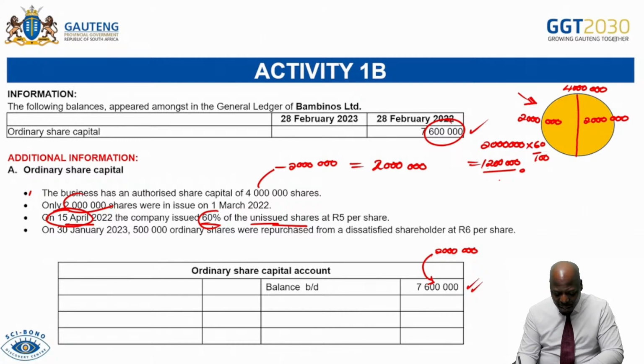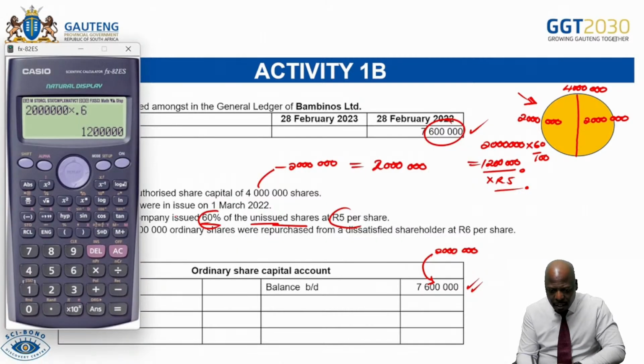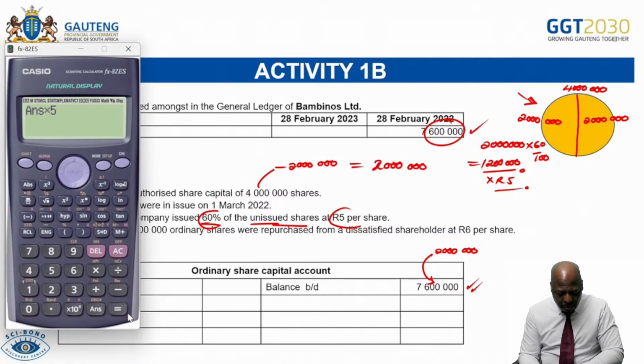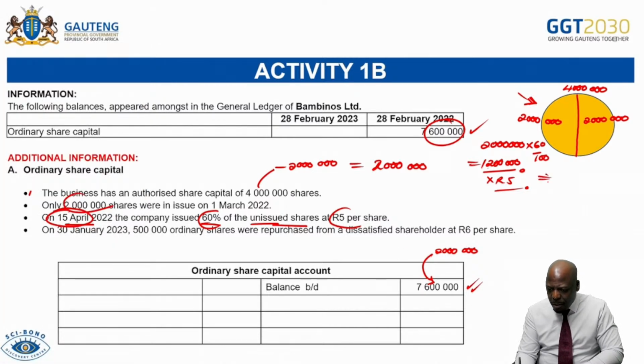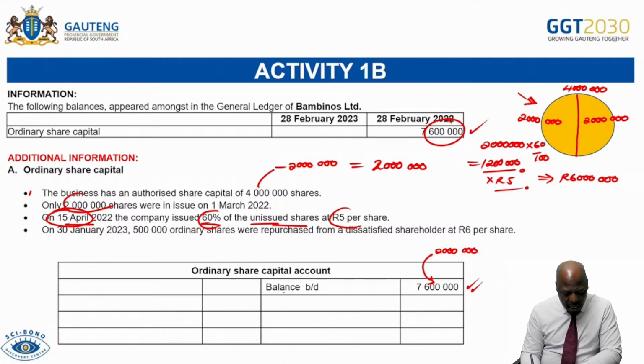And this 1,200,000, I'm going to issue at 5 rand per share. So I'm going to say my 1.2 million, multiply that by 5 rand. Let's see how much it's going to give us. That's going to give me 6 million. It is equal to 6 million rands. So I'll come here now and say the company has issued. I'm going to say bank over here. Bank, what? CRJ.